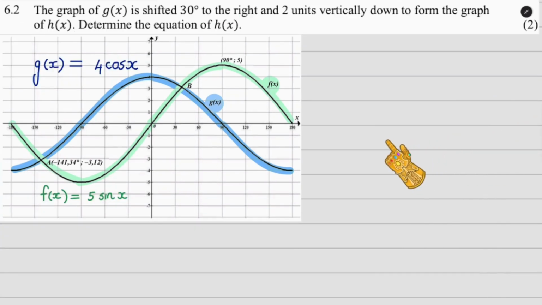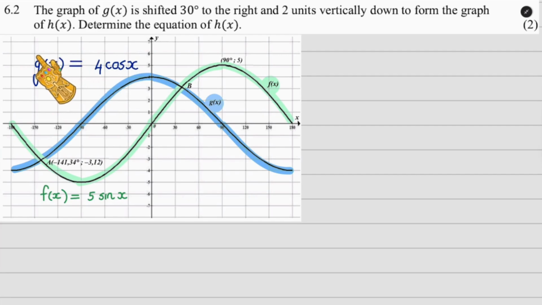Okay, in 6.2 it says the graph of g of x, the blue graph, is shifted 30 degrees to the right and 2 units vertically down from the graph h of x. Determine the equation of h of x. So for this question, we take more of an algebraic approach.